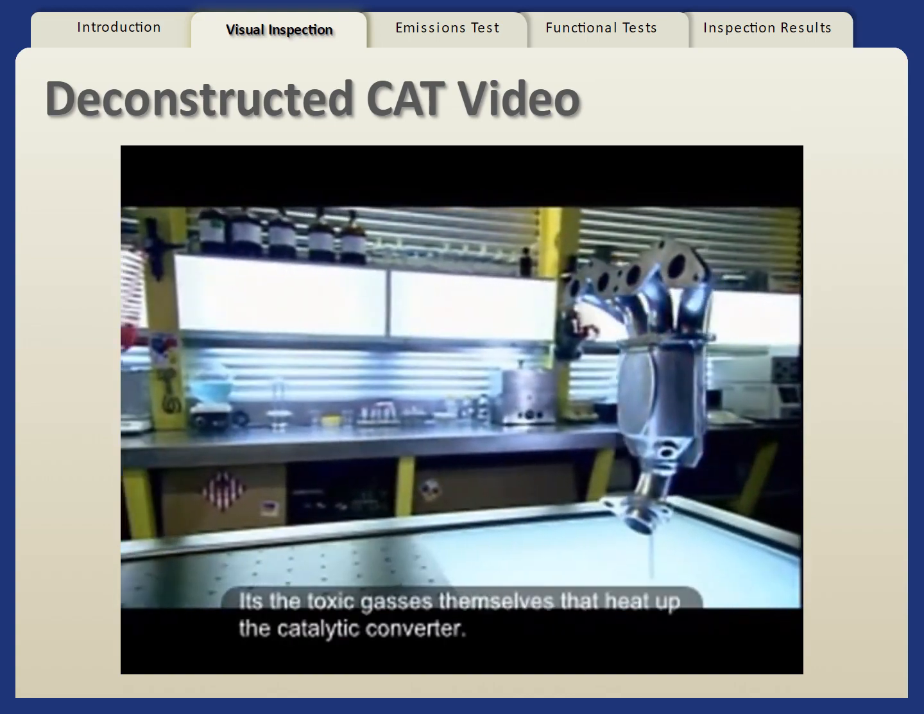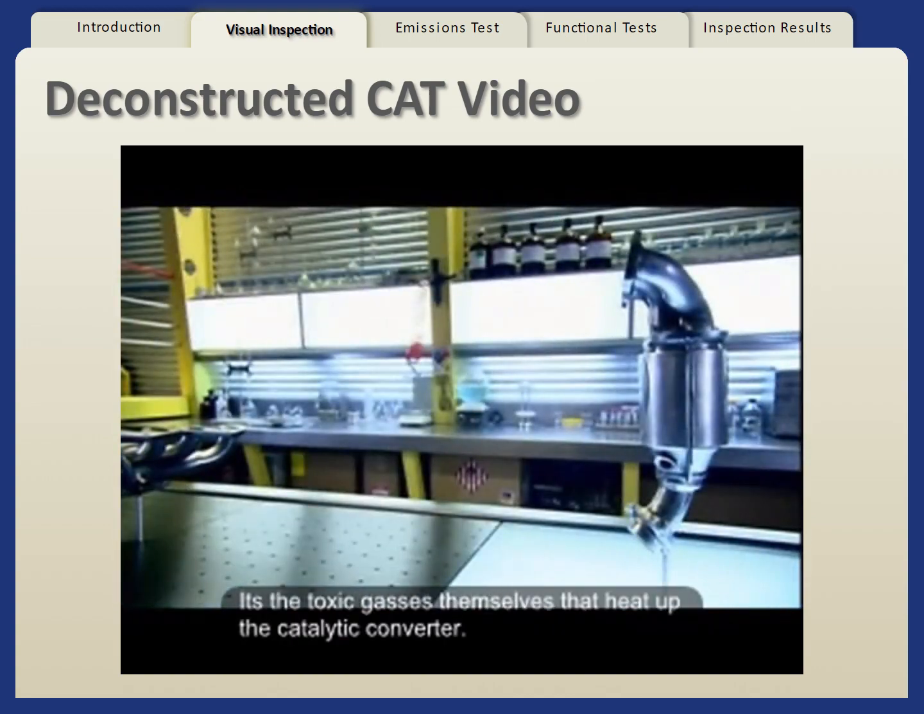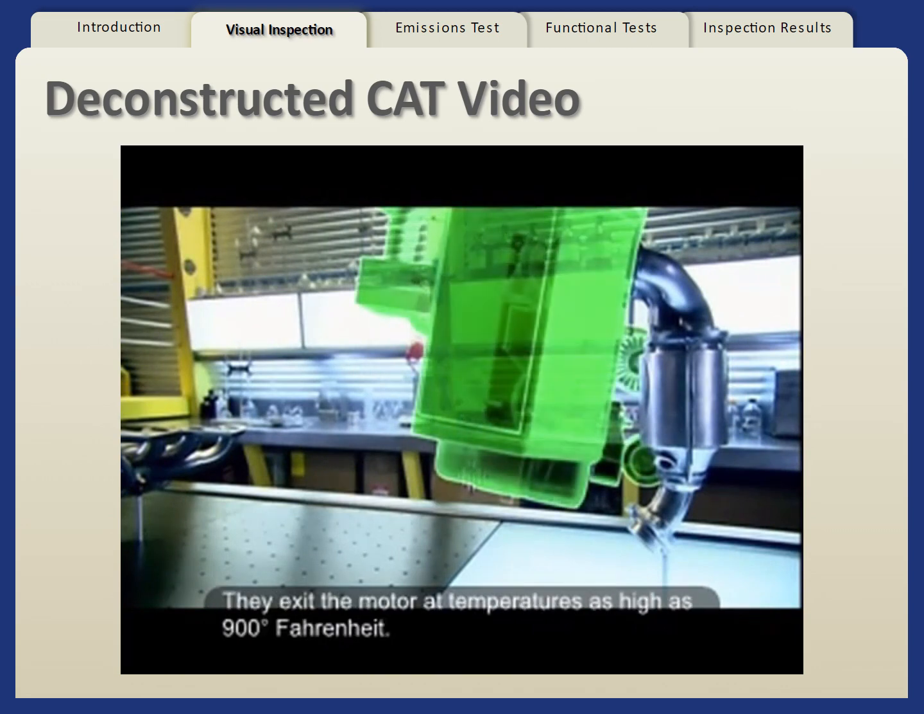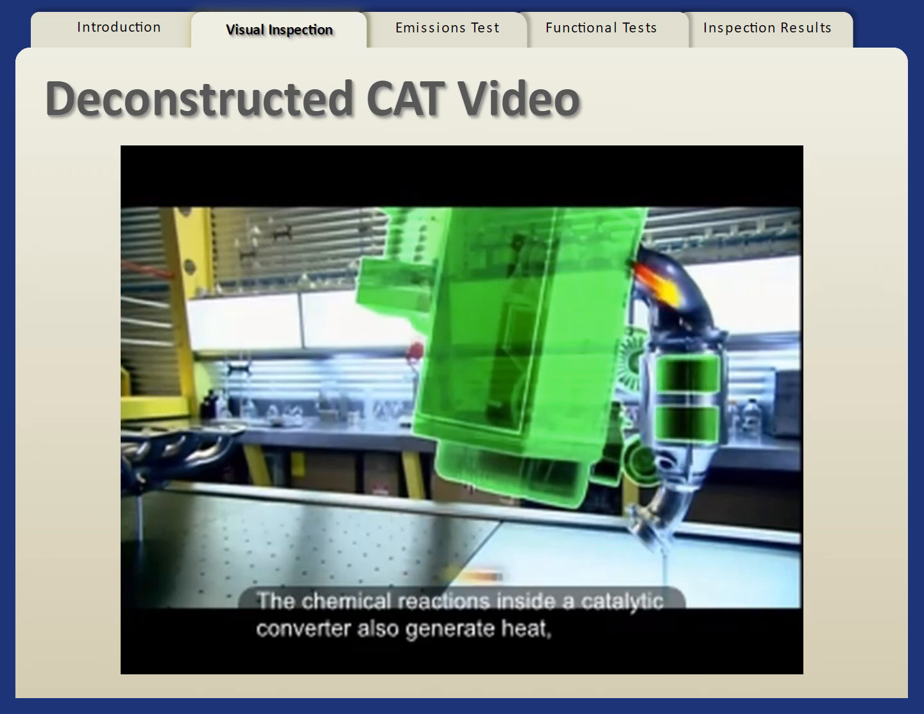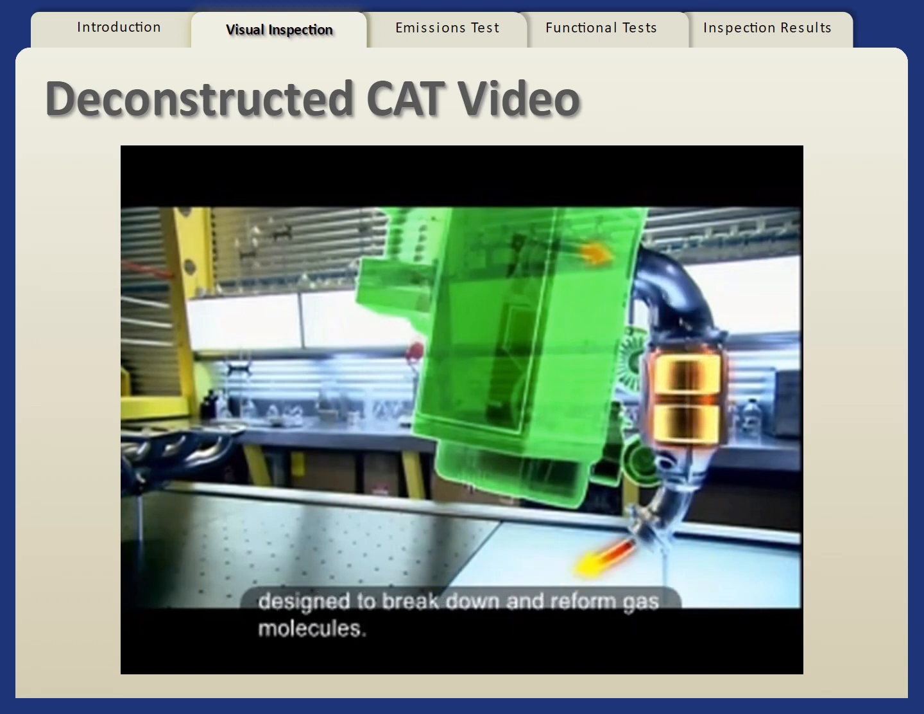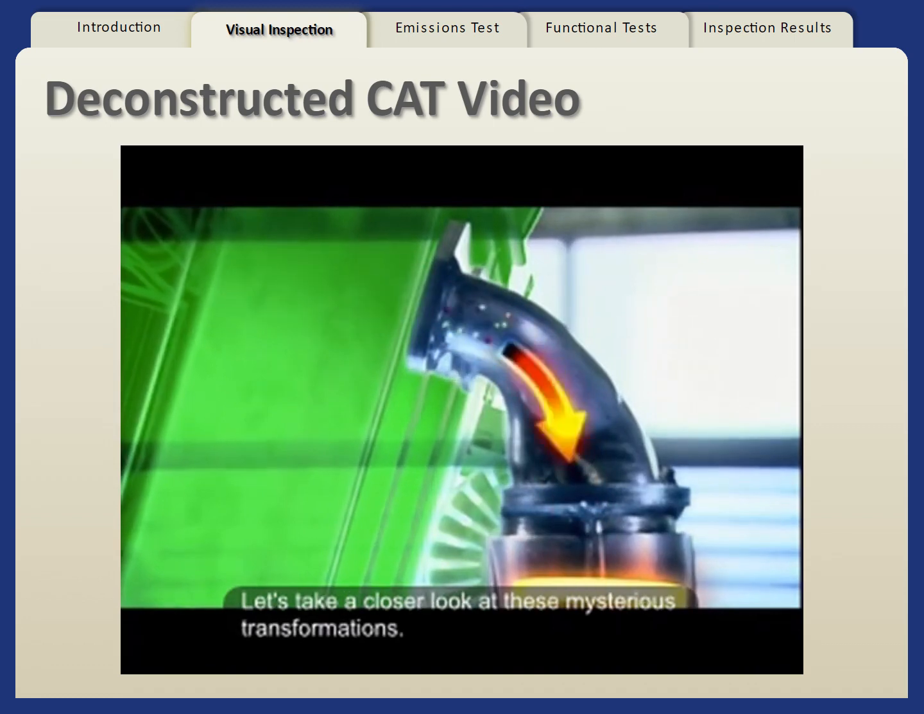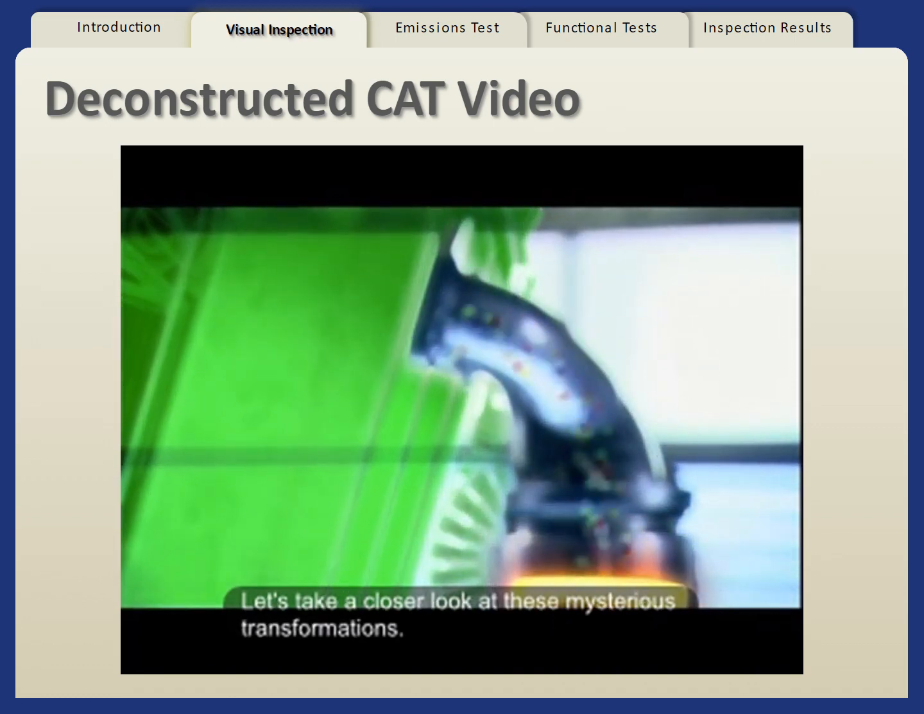It's the toxic gases themselves that heat up the catalytic converter. They exit the motor at temperatures as high as 900 degrees Fahrenheit. The chemical reactions inside the catalytic converter also generate heat, transforming the converter into a super efficient furnace designed to break down and reform gas molecules. Let's take a closer look at these mysterious transformations.